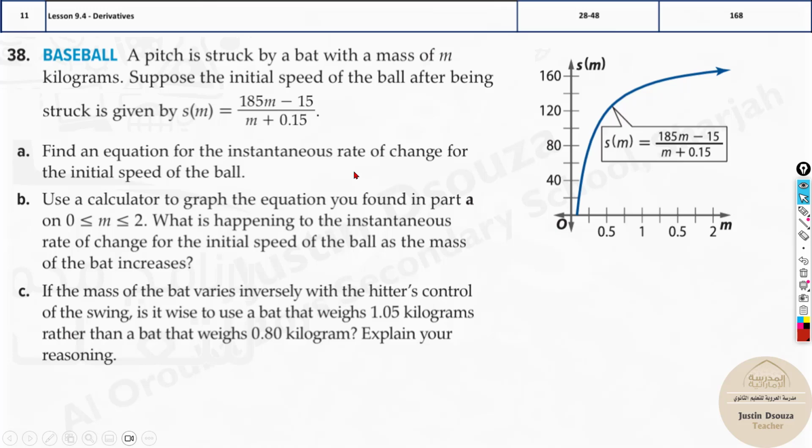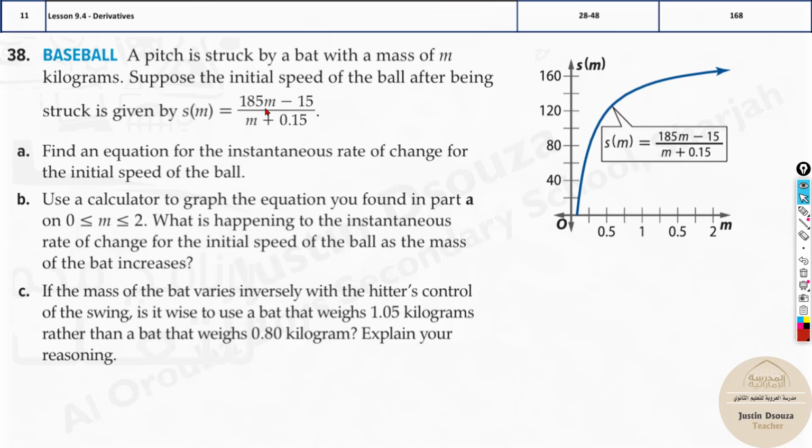Now a real world problem. A pitch is struck by a bat with a mass of m kilograms. Suppose the initial speed of the ball after being struck is given over here. Find the equation of the instantaneous rate of change of the initial speed of the ball. The same question is explained in detail in question number 18. It's in the writing part, so you can go over there and see the detailed explanation.